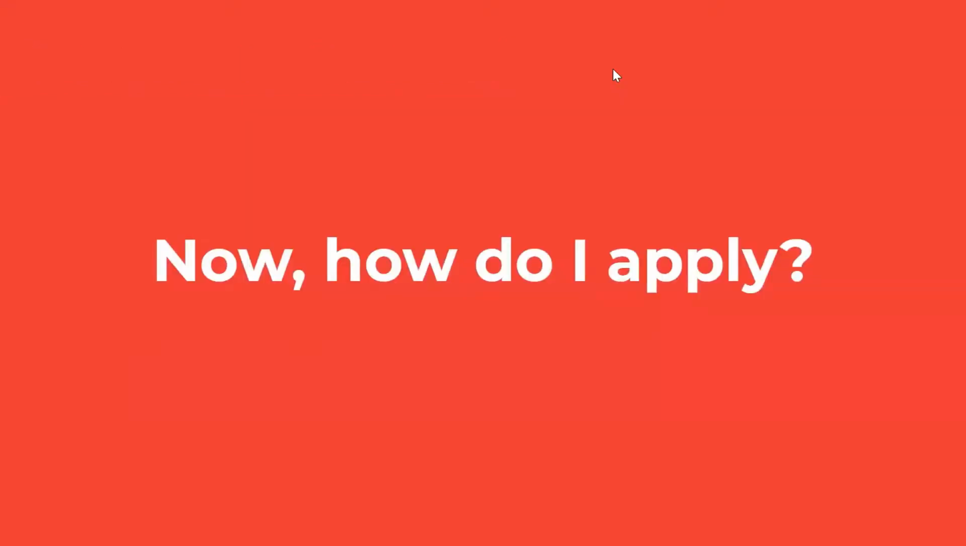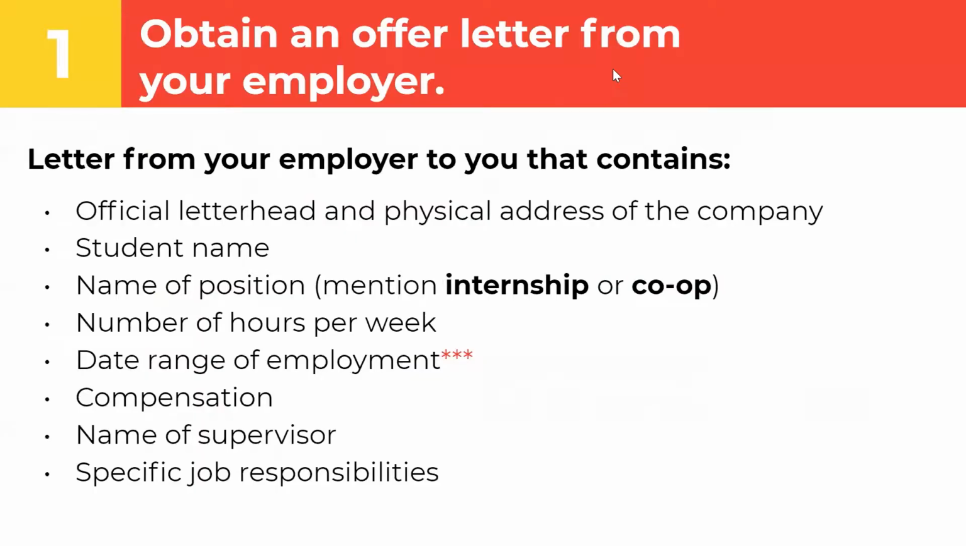So now let's get into how you apply for CPT. First off, you're going to want to obtain an offer letter from your employer. And there's a list of things that have to be in this letter for it to be acceptable. You first off need the official letterhead and physical address of the company you'll be working for.